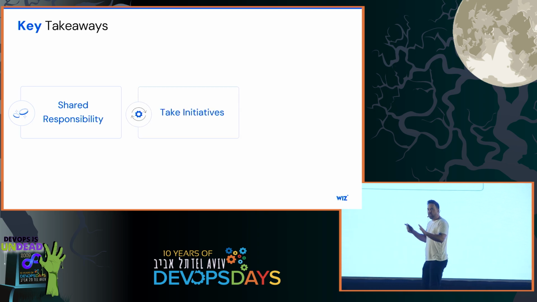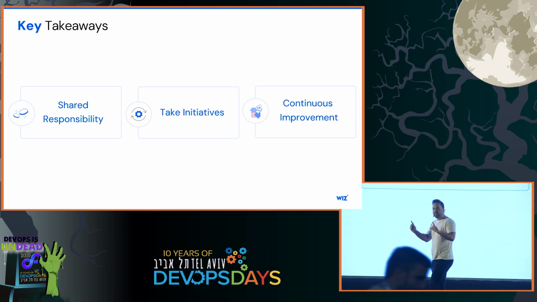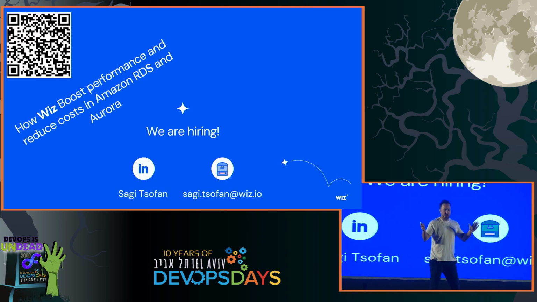Always take initiative. Think outside the box. Don't take things for granted. Last, always continue to improve. Cost optimization is not a one-time event. It's a continuous cycle. Thank you very much.